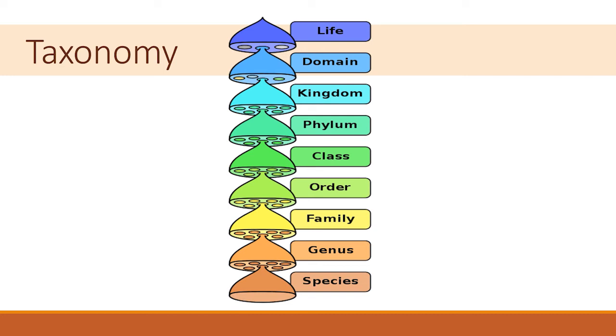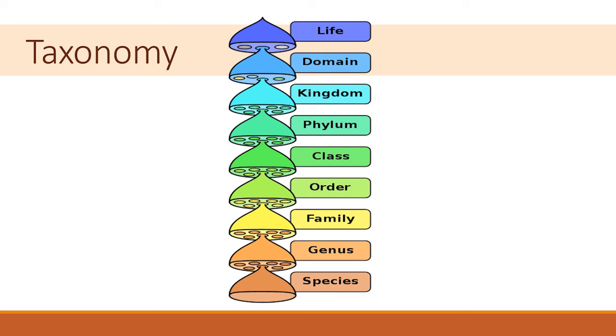And the very top level is called domain. As you can see in this illustration, it's right underneath life. Kingdom is underneath that, and I just named some kingdoms. The animal kingdom is one of the kingdoms. Kingdom is a group that includes all of the animals, for example. The plant kingdom is another kingdom.